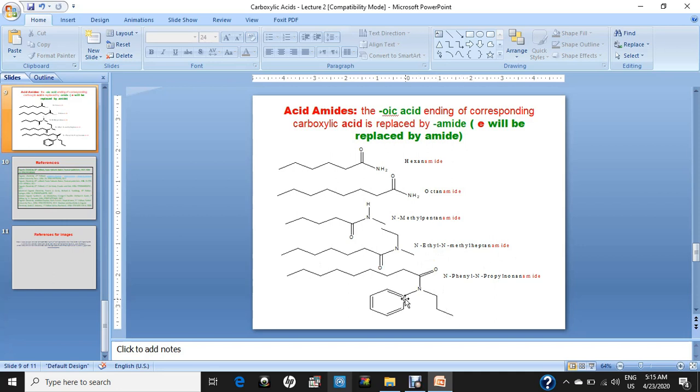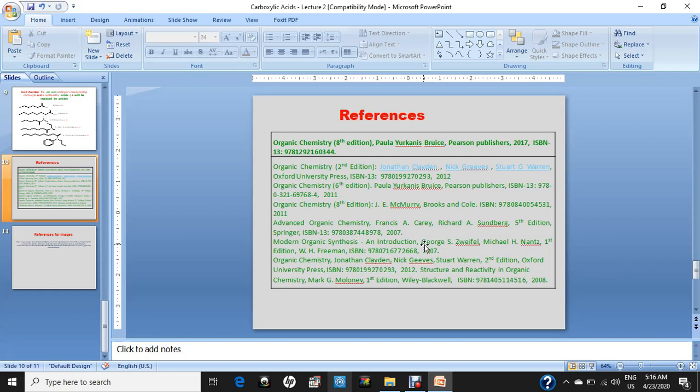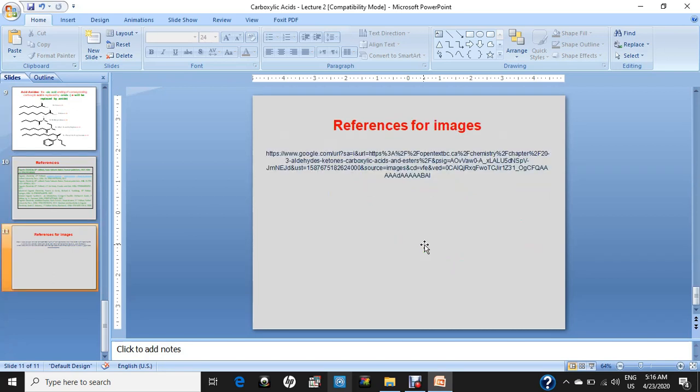Here we have 1, 2, 3 carbons, so propyl. Here phenyl. If you see PRO, propyl, PHE, phenyl, the first letter is the same, P. Here the next letter is R, pro. Here it is PH. You got it, so this will come first, that is N-phenyl and then propyl. Then how many carbons? 1, 2, 3, 4, 5, 6, 7, 8, 9. Nonanamide. This is the naming of carboxylic acids and their derivatives.